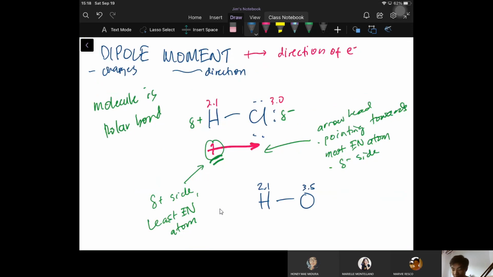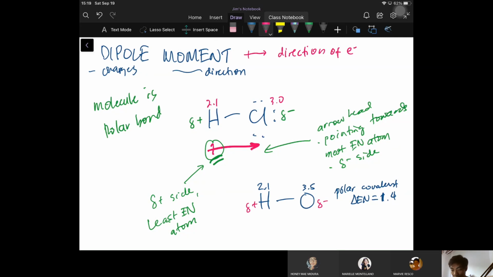So, kunin ko yung difference, no? 3.5 minus 2.1 is 1.4, no? So, that means this is polar covalent, kasi the electronegativity difference is 1.4. So, pasok siya sa 1.8, di ba? Okay. So, the partial negative side would be oxygen. The partial positive side would be hydrogen. By just looking at the electronegativity, the most electronegative atom will bear the partial negative charge.